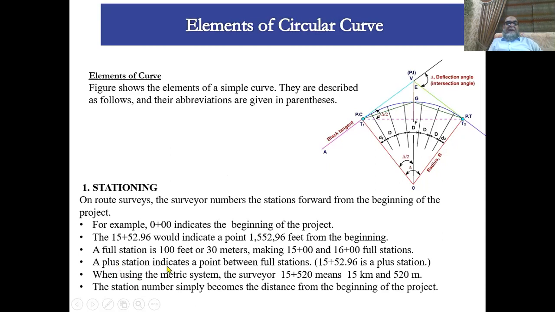A plus sign indicates a point between full stations. So 15 plus 52.96 is a plus station. When we use the metric system, the surveyor's 15 plus 520 means 15 kilometers and 520 meters. The station number simply becomes the distance from the beginning of the project. Simple as that.